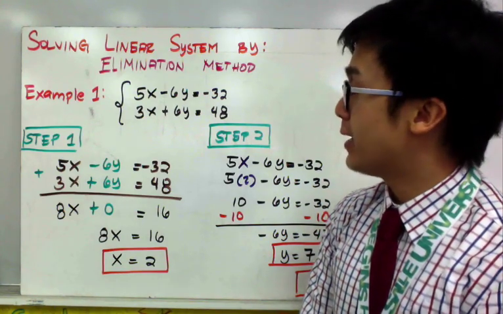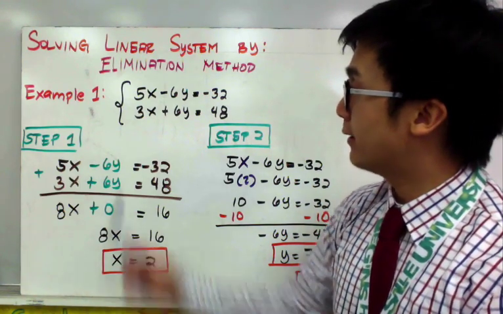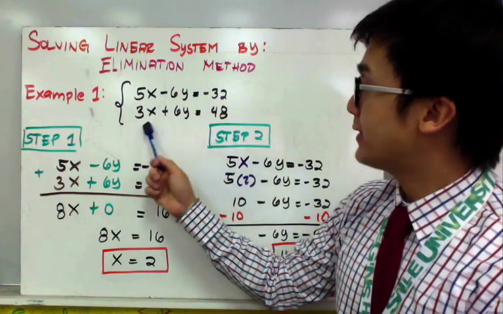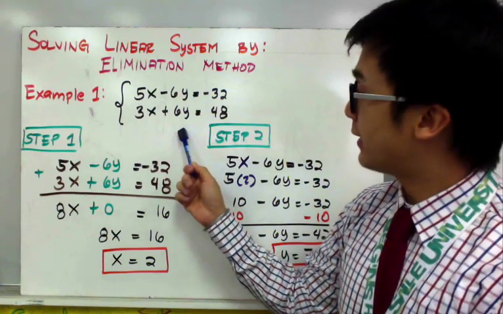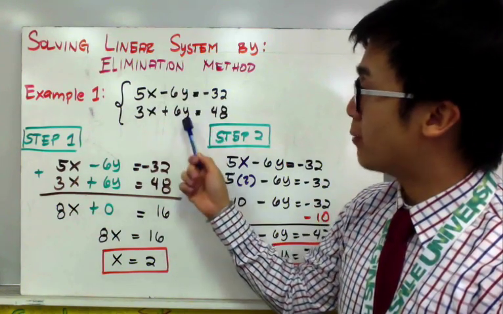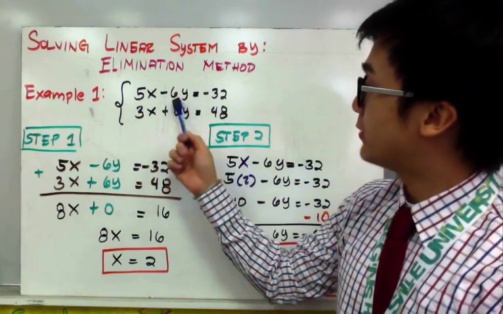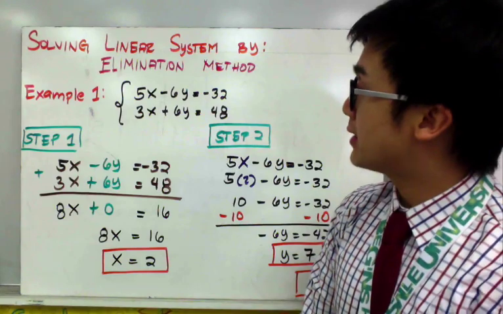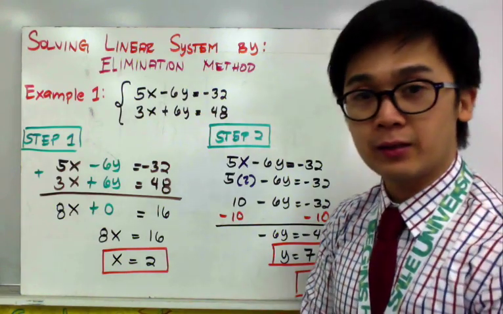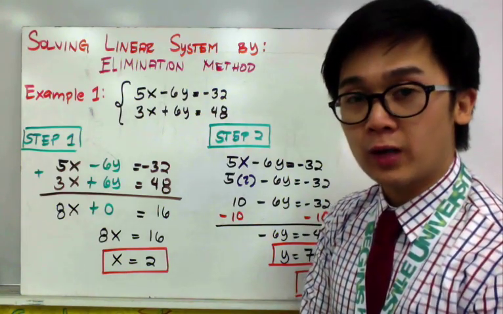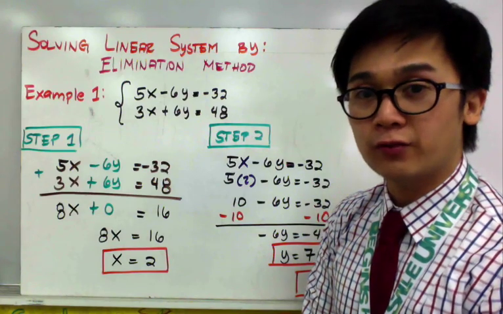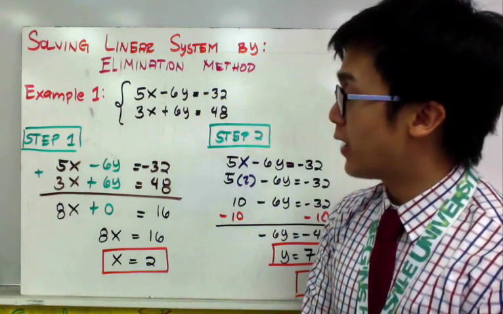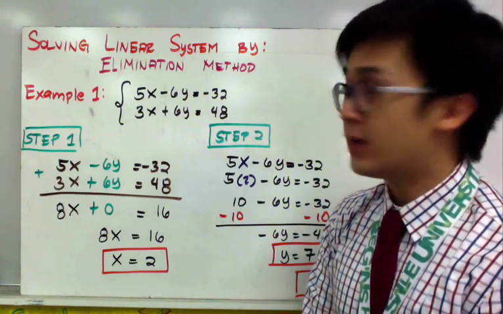If you notice in this linear system, between x and y, we can easily get rid of y if we add them together, because negative 6y plus 6y will turn into 0. That's the reason this method is called the elimination method: we are trying to eliminate one of the variables to be able to find the solution of the linear system.